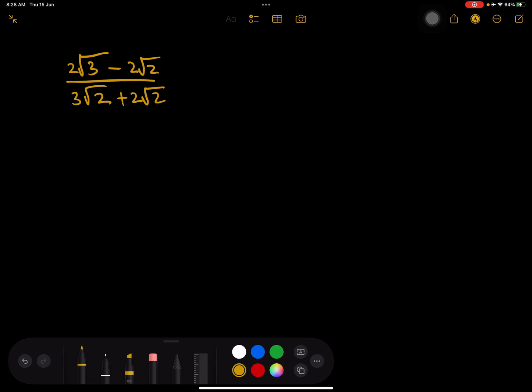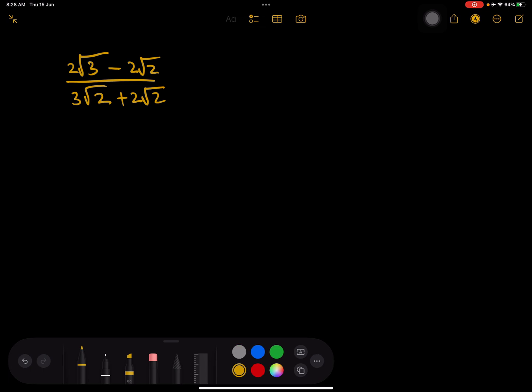Let's say we have 2 square root of 3 minus 2 square root of 2, divided by 3 square root of 2 plus 2 square root of 2. Now we're going to rationalize the denominator.